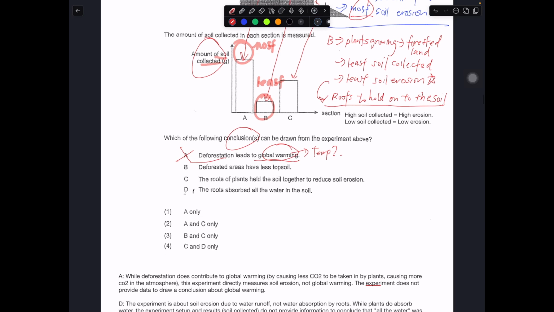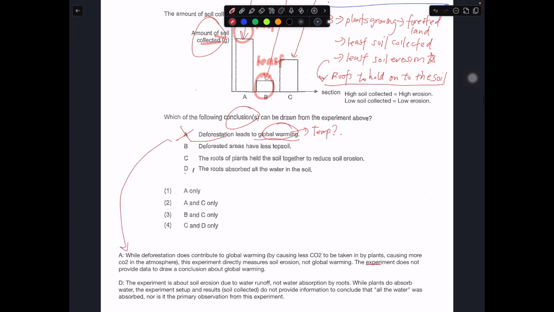For this, I also came up with an explanation. While deforestation does contribute to global warming because there will be less CO2 taken in by the plants, causing more CO2 in the atmosphere or in the air, this experiment only measures soil erosion, not global warming. So this does not provide the data for you to draw this conclusion. So A is wrong.